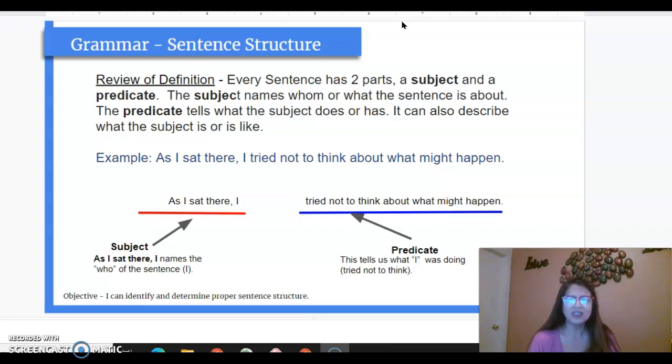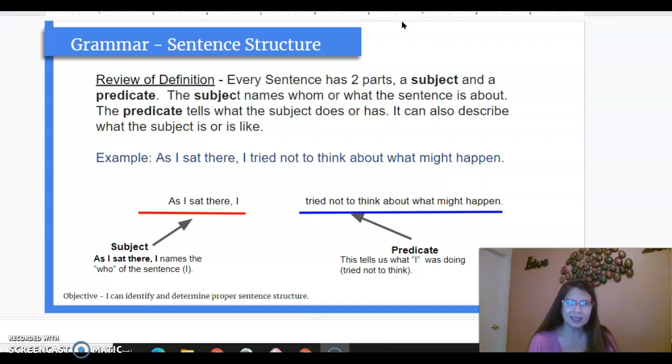So the subject is, as I sat there, I. Okay, so now let's figure out what the predicate is. The predicate, remember, tells us what the subject is doing. The subject is as I sat there, I. So what was I doing? I tried not to think about what might happen. So the predicate is tried not to think about what might happen.